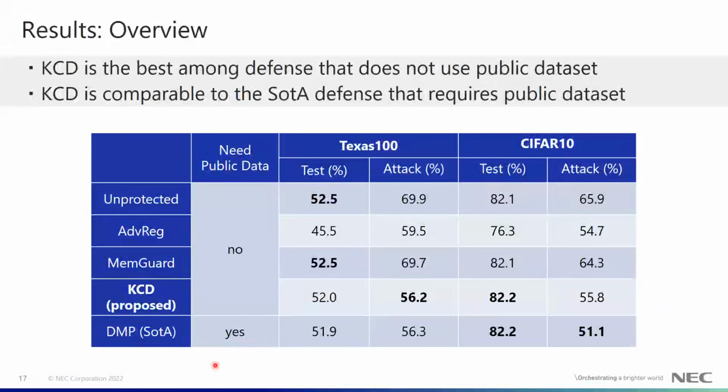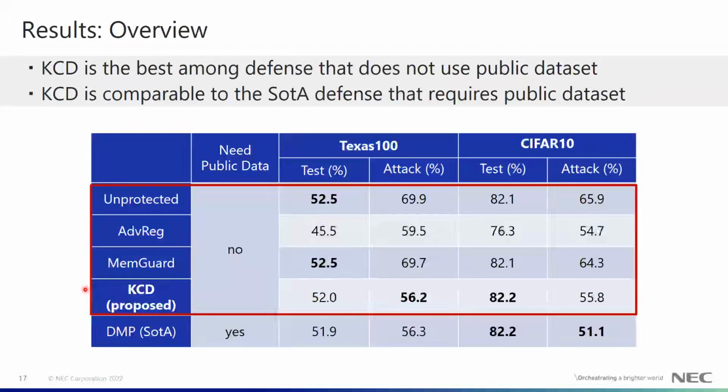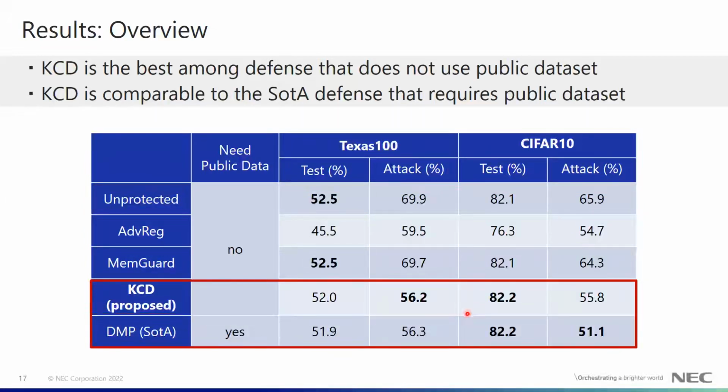Here is an overview. Firstly, KCD is the best among defenses that don't use a public dataset. KCD is the only defense achieving high utility and low MIA risk. Secondly, KCD is comparable to the state-of-the-art defense that requires a public dataset. Both have high utility and a similar privacy level. Nonetheless, KCD doesn't require any public dataset.